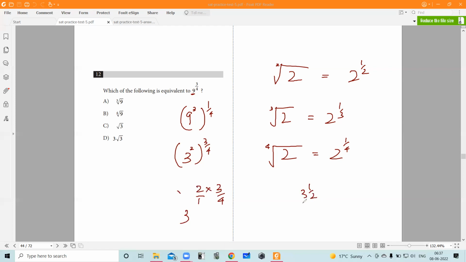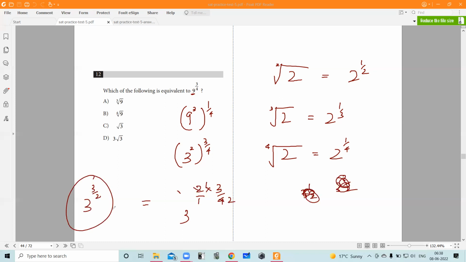3 to the 3/2, like this, right? No, 3 to the 3/2 means what? Like 3 to the 3 over 2 power. So then 3 cubed, but then like the square root of all that. 3 to the 3/2. Yeah, okay, I got it.